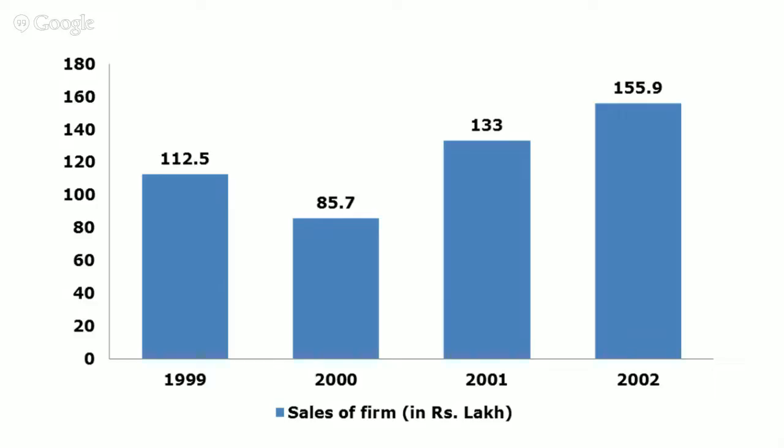Also, the distance between each of these bars is the same. So the distance between the bar in 99 and 2000 and the distance between the bar in 2000 and 2001 is the same.